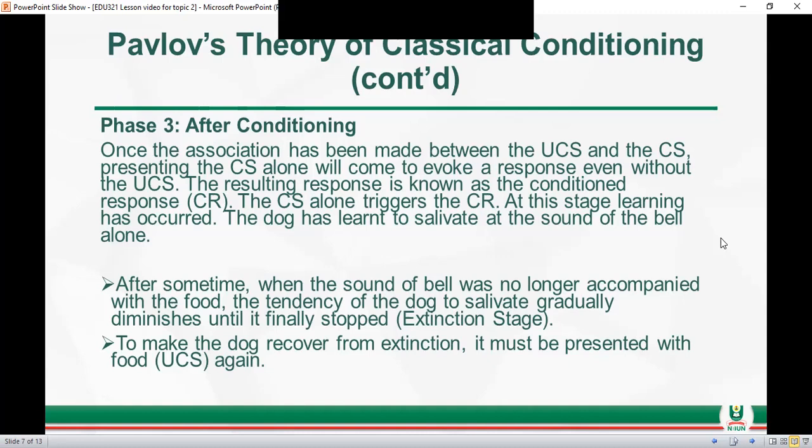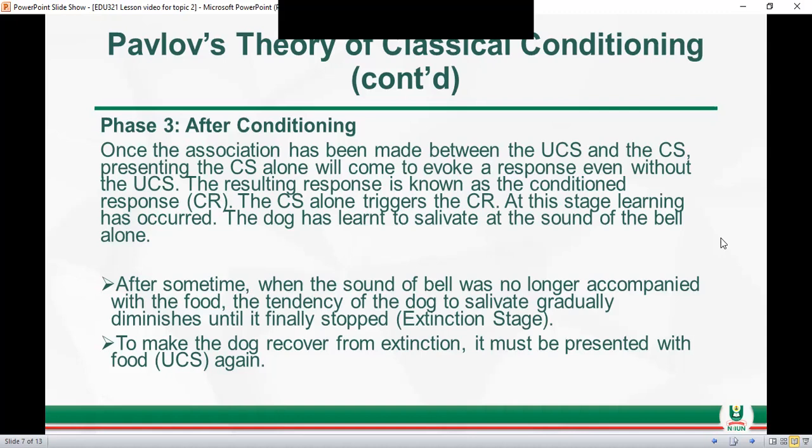Pavlov noticed that the mere ringing of the bell, the dog was able to salivate. So it is at this stage you can say learning has occurred. The dog has learned to salivate at the sound of the bell alone. Wow, that's good. Just the ordinary ringing of the bell, the dog started to salivate. So that is the learning stage. The dog has come to learn to salivate at the sound of the neutral stimulus. And mind you, the neutral stimulus is the sound of the bell.